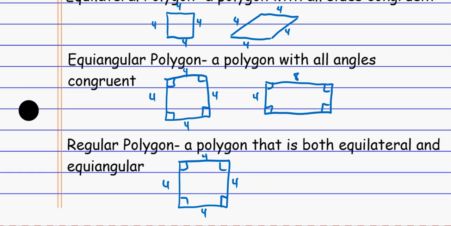And every polygon has these types of things, okay? So beyond the triangle, you can have equilateral polygons, which means all the sides are the same. You can have equiangular polygons, which means all the angles are the same. Or you can have regular polygons, which means all the sides and all the angles are the same.